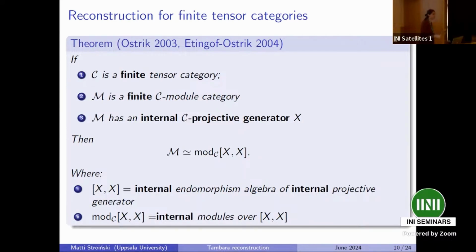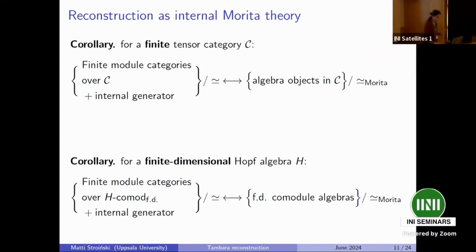I'm doing Morita theory and I'm throwing in the word internal in many places, essentially. So I take the internal Hom from X to X, where X is this generator. So that's the case of finite tensor categories, and it can also be rephrased as internal Morita theory, because studying finite module categories up to equivalence then becomes the same as studying algebra objects in C up to Morita equivalence. So it is Morita theory internal to C.